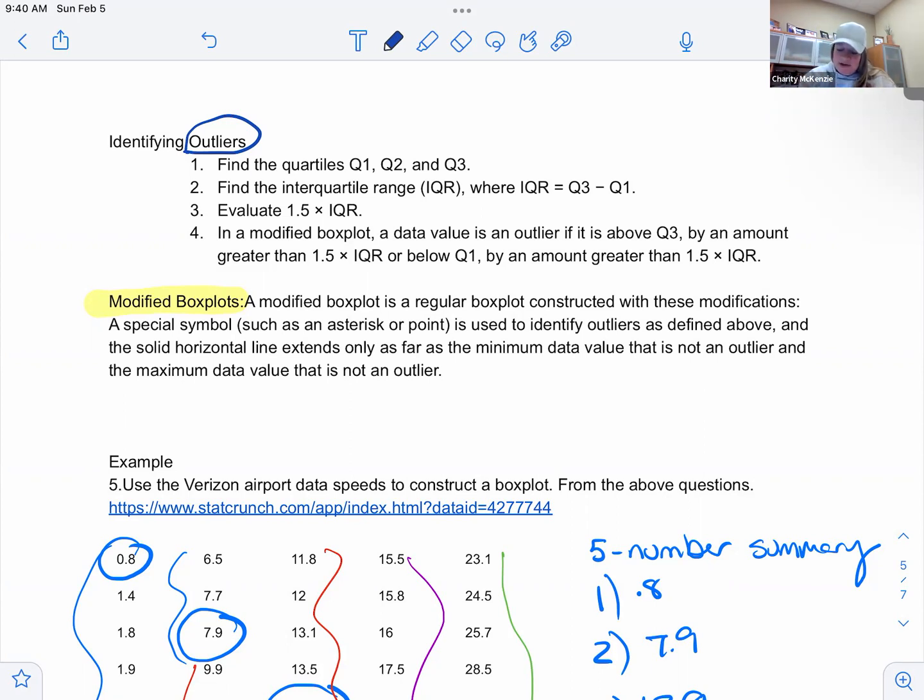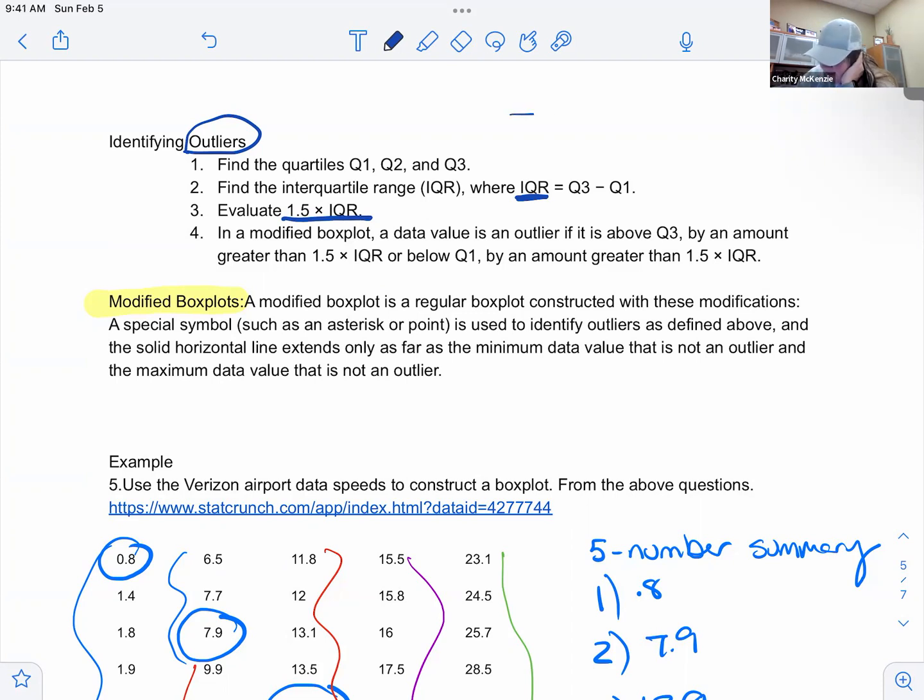And we have an official way to find out if something's an outlier. We take the interquartile range and multiply it by 1.5. If we then add or subtract that to our quartile 1 and quartile 3, then we can see whether or not it's above or below. So let me visualize that for you.